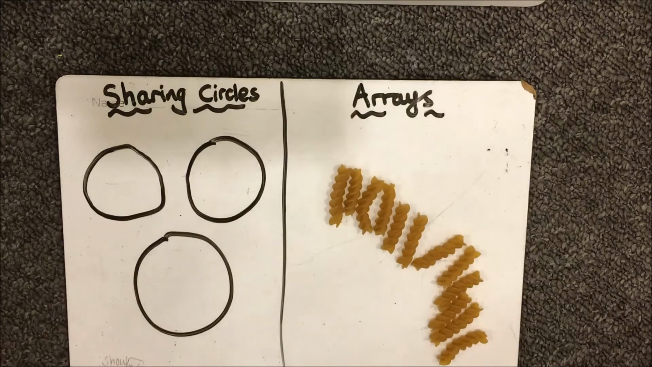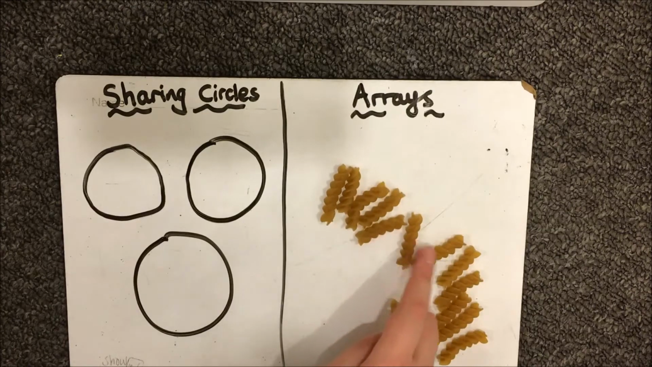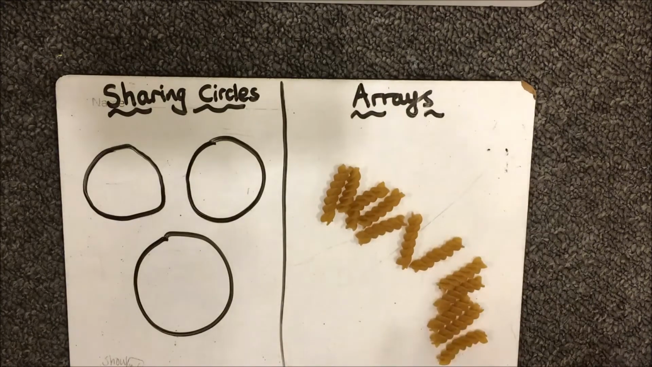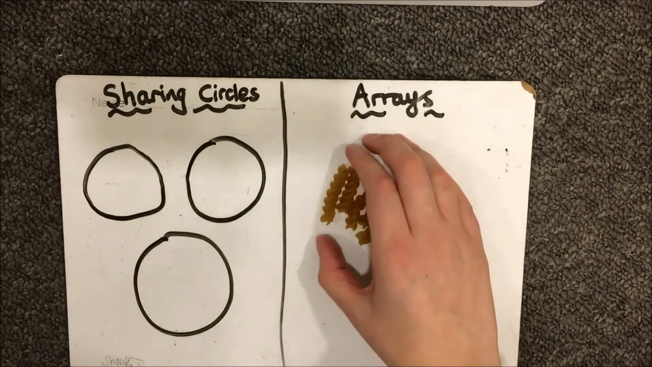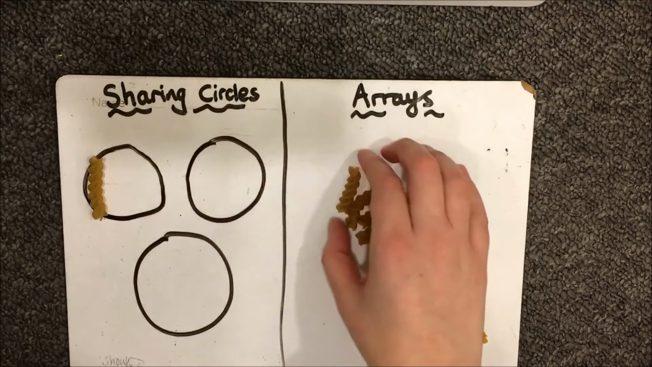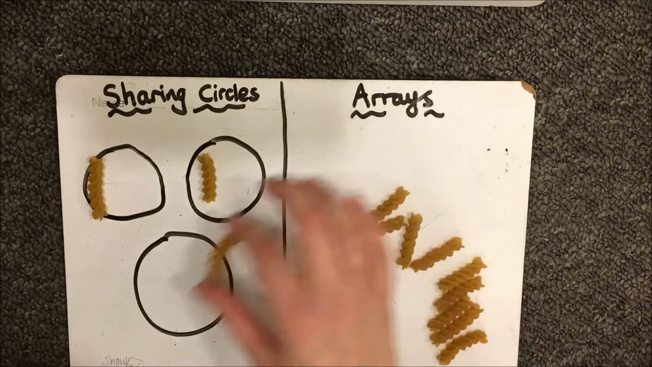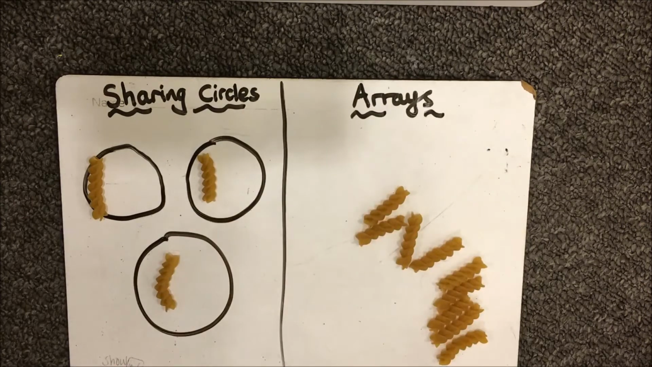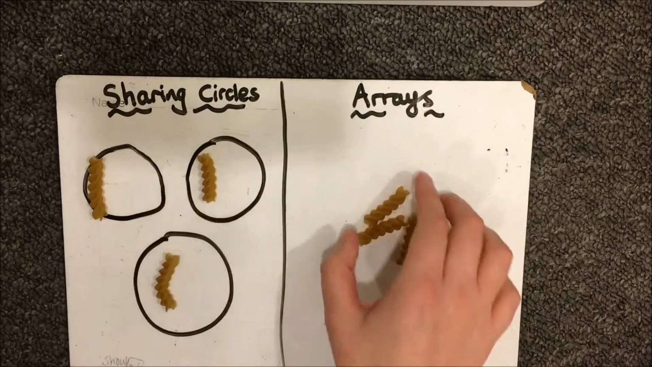And I need to share them into these groups. 1, 2, 3, 4, 5, 6, 7, 8, 9, 10, 11, 12. Always like to double check. Okay, let's share them. Let's do the one for me, one for you method. One for you, one for you, one for you. They've all got one. Is it fair so far? Yeah, we've got one in each group. Let's keep going.